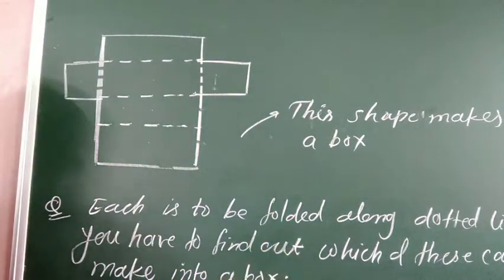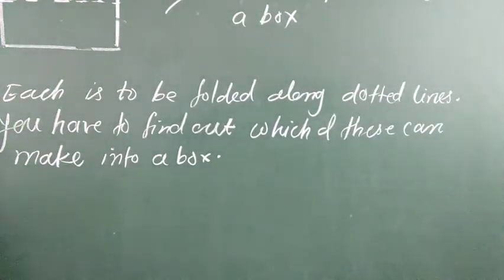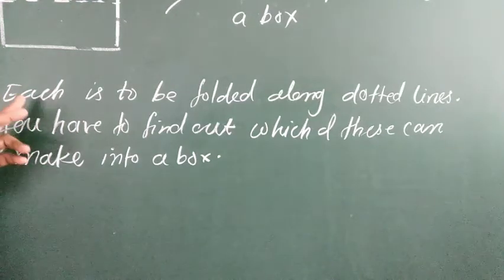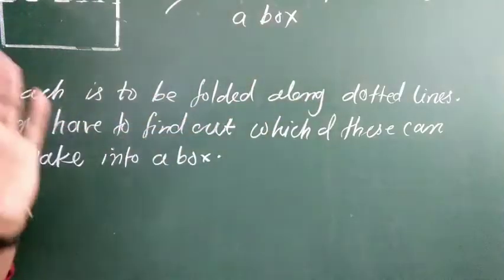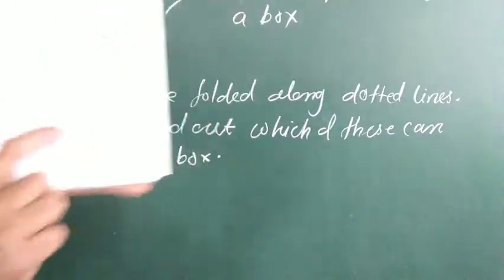Which of these can be changed into a box? Now see, what is this question, beta? The question is given on page number 126. See, each is to be folded along the dotted line. See, here are 4 different shapes.